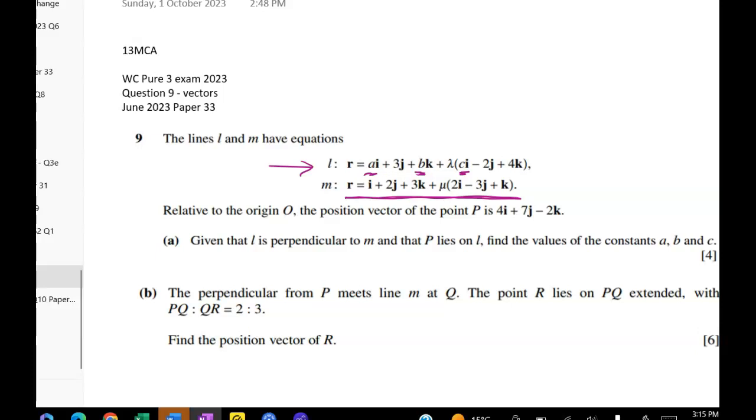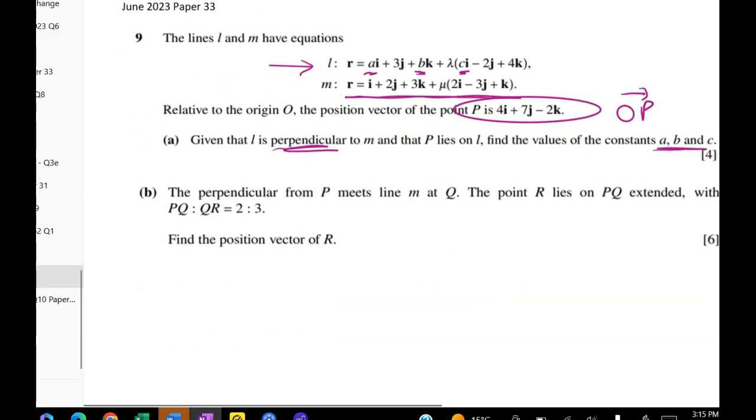Right, relative to the origin O, the position vector of the point P is this thing here, right? So that's vector OP. Given that L is perpendicular to M and that P lies on line L, find the values of the constants A, B, and C. So straight away we can draw the lines looking like this, and if this is line L, then P is here somewhere. Now the fact that they're perpendicular to each other means that the direction vectors of those two lines will have a scalar product that is equal to 0.